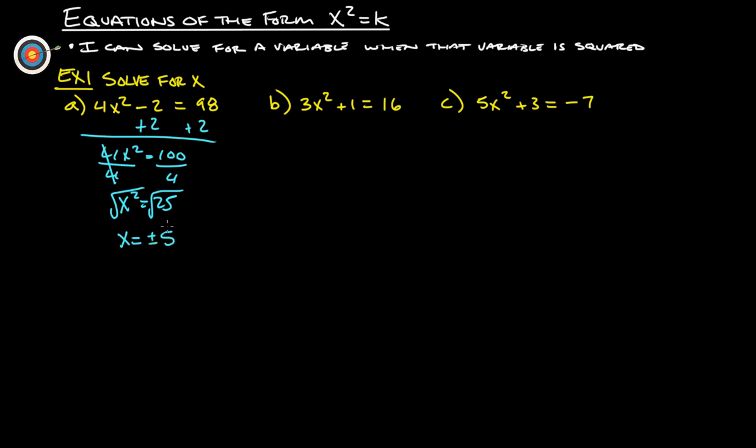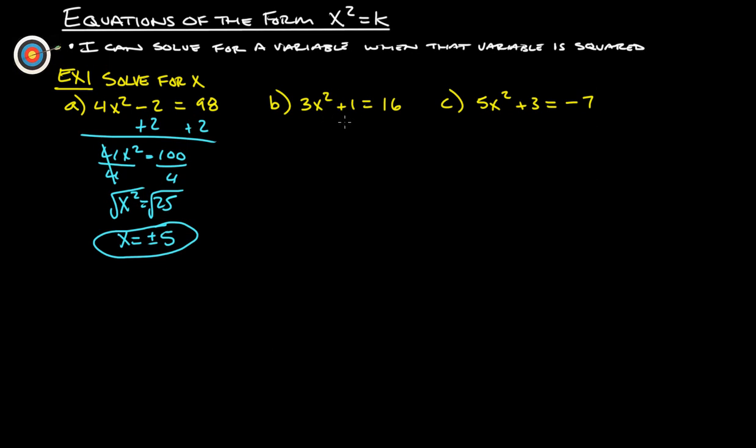Now the reason why it's plus or minus is because if you look back at the original, if we put 5 squared in there, 5 squared is 25, times 4 is 100, 100 minus 2 is 98. If we put negative 5 in there, negative 5 times negative 5 is still 25, times 4 is still 100, minus 2 still equals 98. So both of those answers, positive 5 or negative 5, would work.